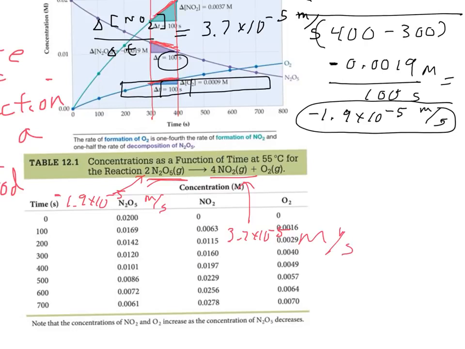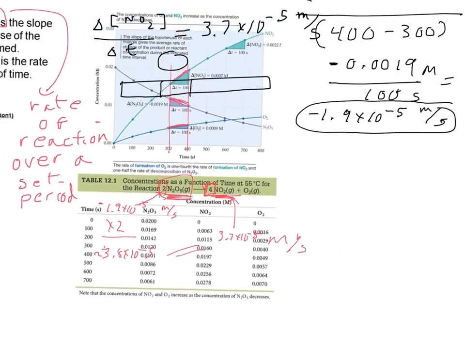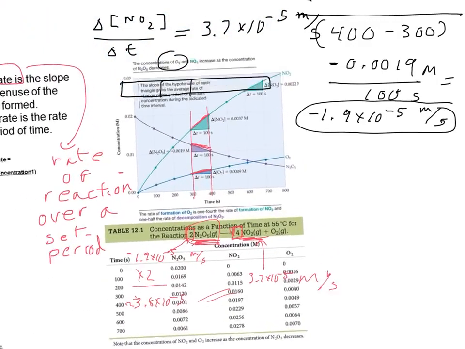No. Why is that? Well, for every 2 moles of this I'm consuming, I'm producing 4 moles of this. So you would expect this to be produced twice as fast as this is consumed. And if we look at their rates, that's exactly what we see. 1.9 times 2 is roughly 3.8 times 10 to the negative fifth. So there's a stoichiometric relationship between the rates of reactions for different substances.